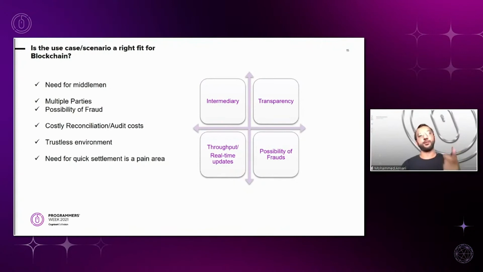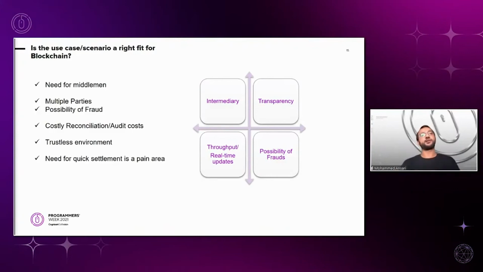fit assessment framework, in which we look at 4 broad factors. Some of them are: if you have a business network in which multiple parties are involved, if there is a possibility of fraud, if you cannot trust the other parties because there's a conflict of interest, and if, because of these conflicts, settlements may be delayed. These are typically the use cases that blockchain would be able to solve if you implement them the right way.